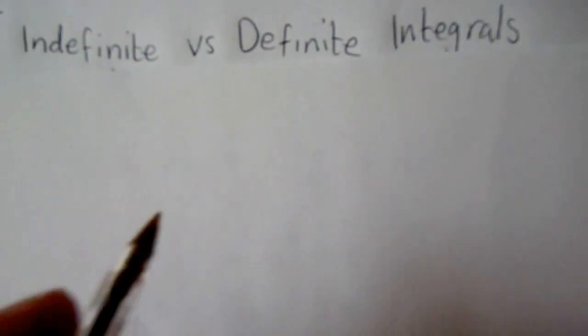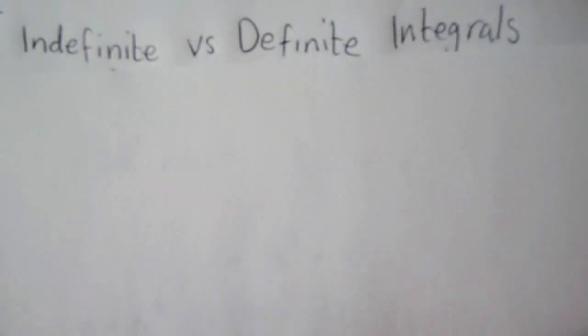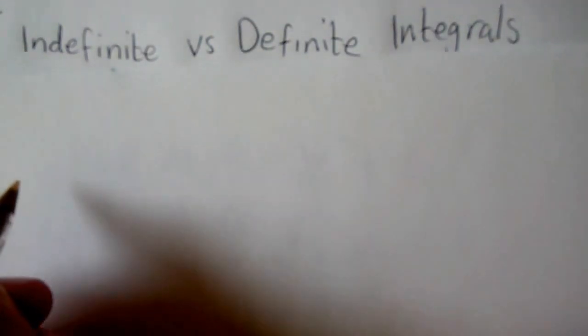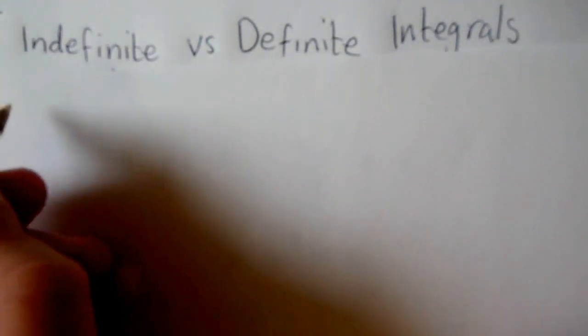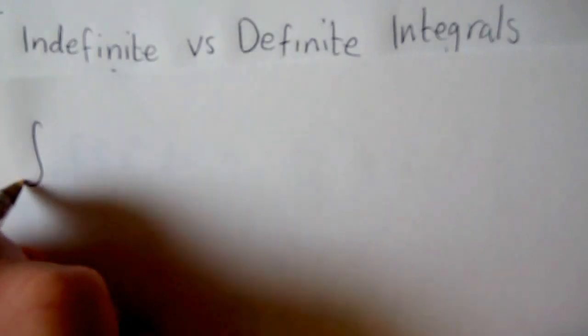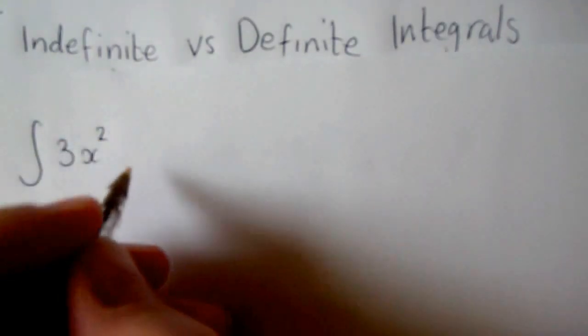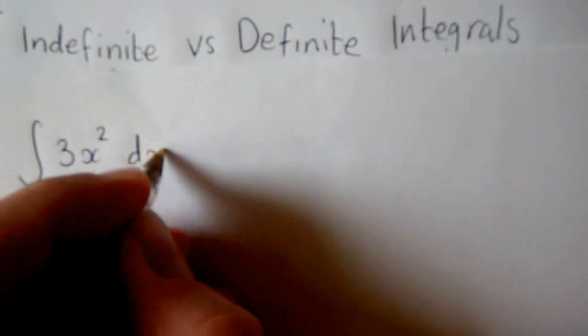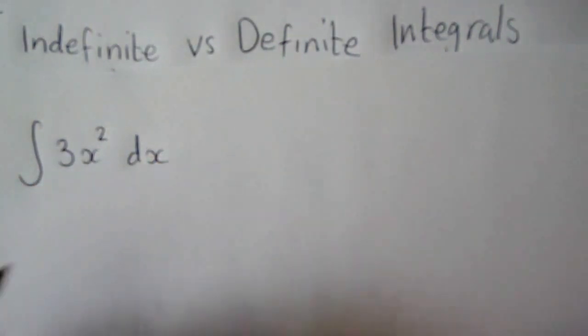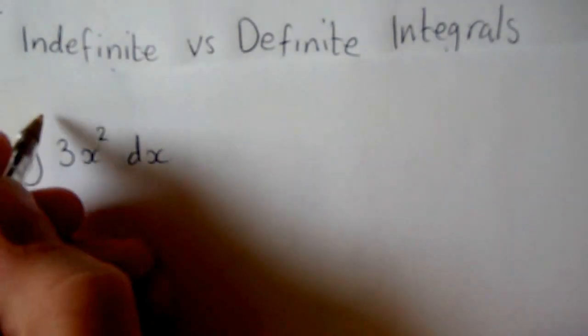Alright, so we're still looking at the same thing as before, but this time we're going to go for the definite integral. So let me write you out a definite integral so you can see what one is. I'm going to do exactly the same thing as before: the integral of 3x squared with respect to x. So x is the variable here. But there's a difference now.